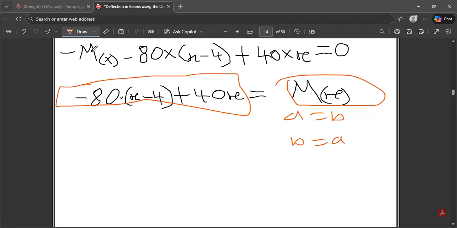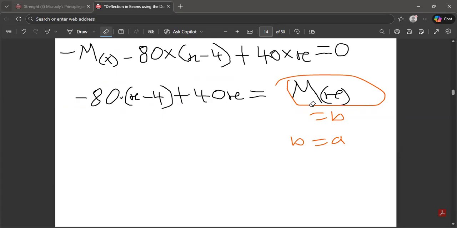This method we are using is the Macaulay's method. I think I have told you, it means finding the equation that describes the deflection shape of a beam from equations, using the integration method. Exactly, using the integration method. So let's proceed.